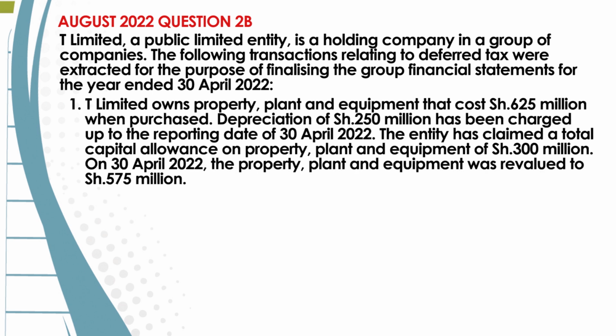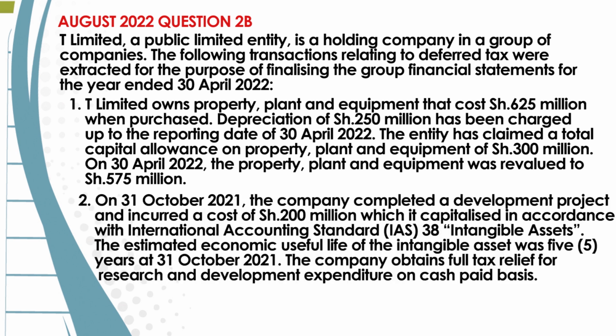Number one, you're told T Limited owns property, plant and equipment that cost shillings 625 million when purchased. Depreciation of shillings 250 million has been charged up to the reporting date of 30th April 2022. The entity has claimed a total capital allowance on property, plant and equipment of shillings 300 million. And then on 30th April 2022, the property, plant and equipment was revalued at shillings 575 million.